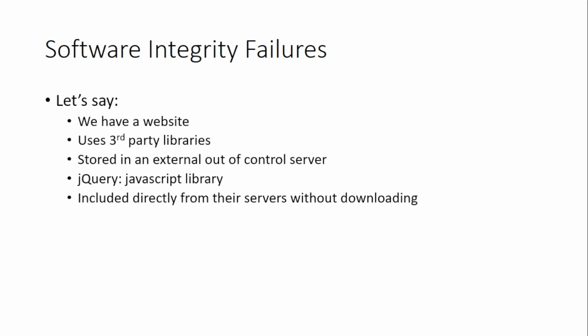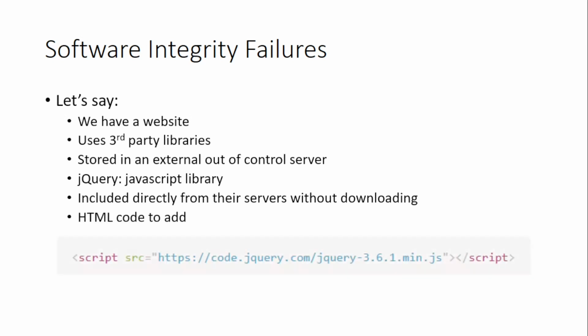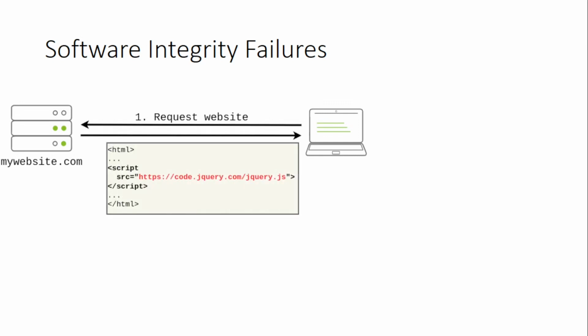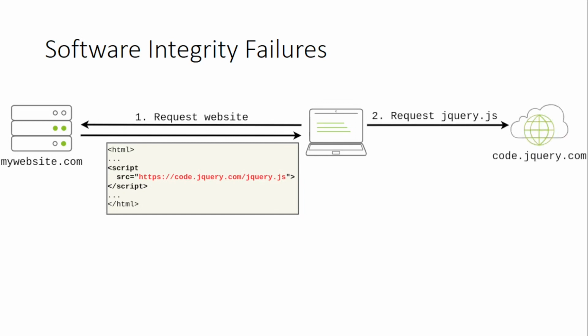And we can do that by using this HTML code, so script src and the URL to the library. So when a user navigates to your website and sends a request, it will end up with your website page, and there will be this script. When the browser gets this, it will send a query to the jQuery server and get the scripts from the external source. So this is nice and all.